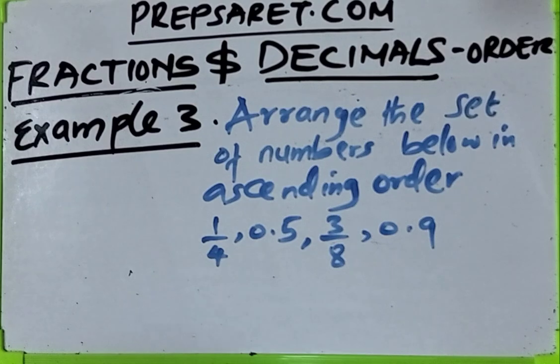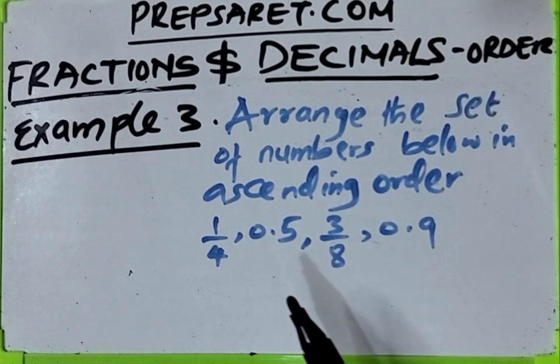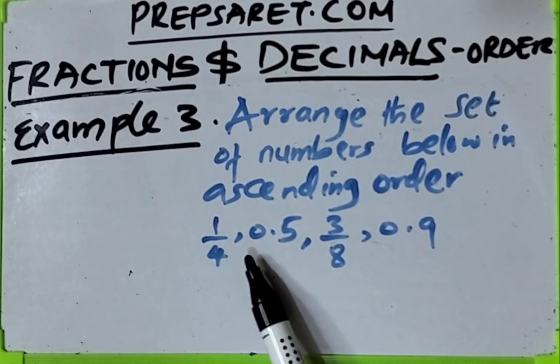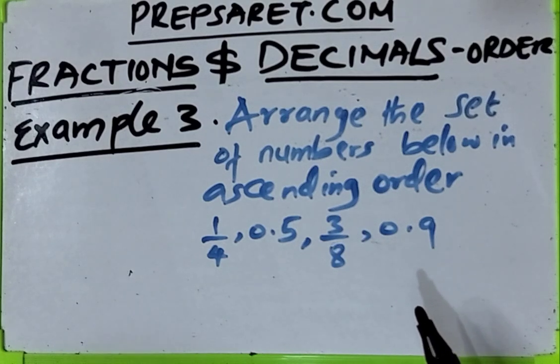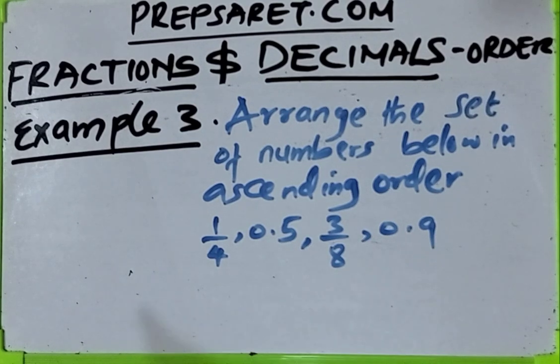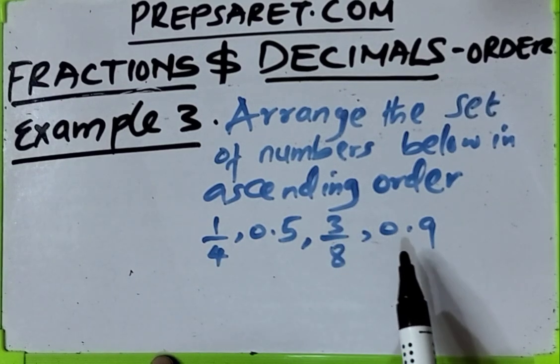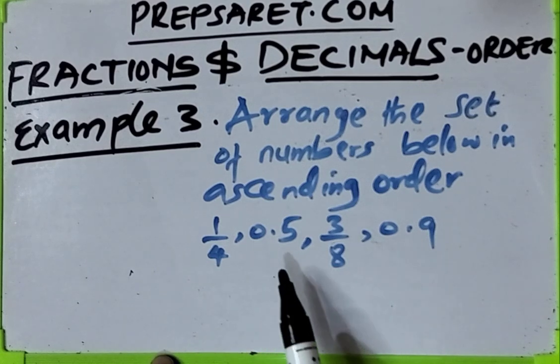Example 3, very interesting. Arrange the set of numbers below in ascending order. The numbers are 1 over 4, 0.5, 3 over 8, and 0.9. In this case, this is a mixture of decimals and fractions. So we shall have two methods. The first method is we shall convert the fractions into decimals to have a uniformity. And then the other method, we shall convert the decimals into fractions.